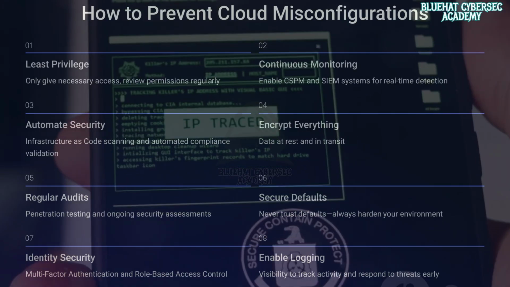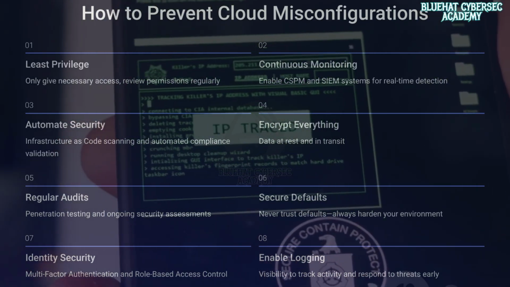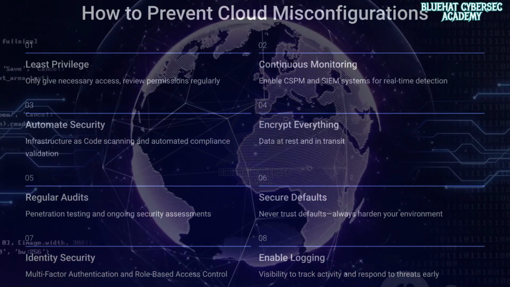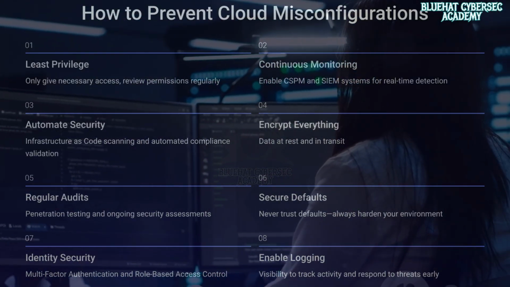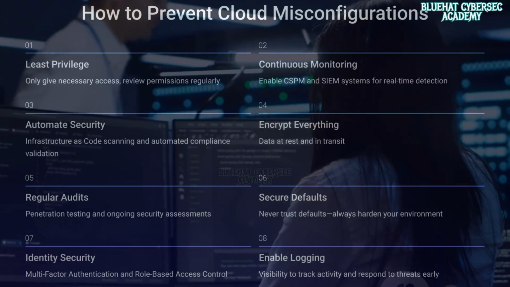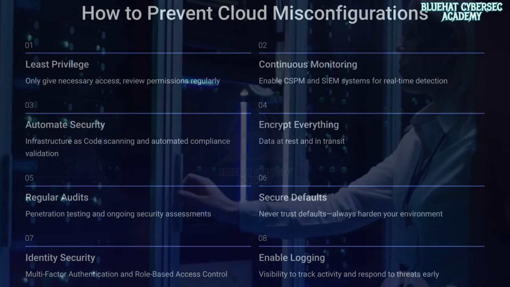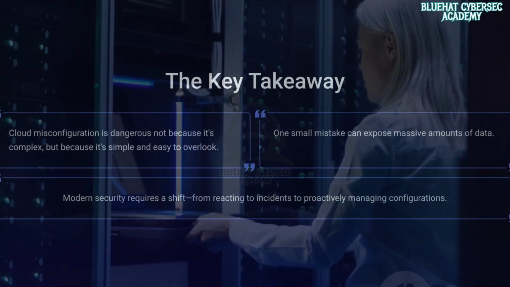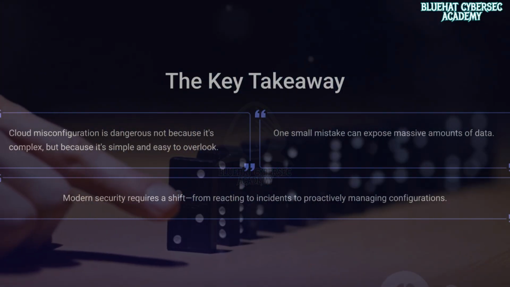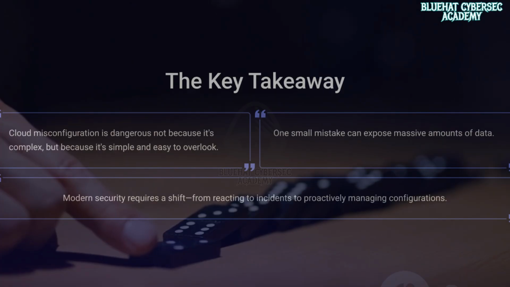Strengthen identity security with multi-factor authentication and role-based access control. And finally, enable logging and alerts. Visibility is absolutely critical to track activity and respond to threats early. The key takeaway here is that cloud misconfiguration is dangerous, not because it's complex, but because it's so simple and easy to overlook. Just one small mistake can expose massive amounts of data.